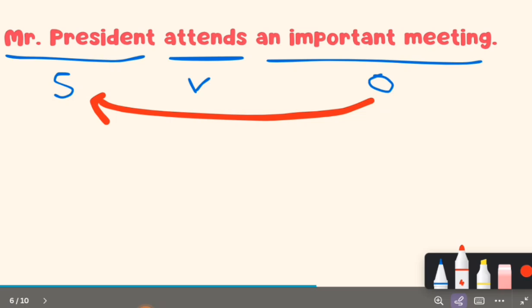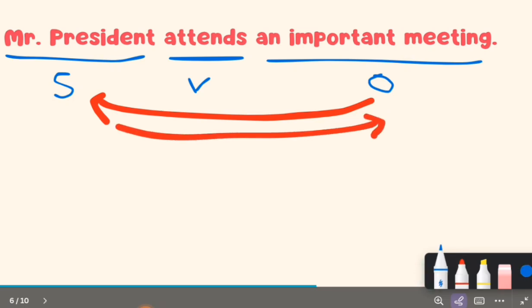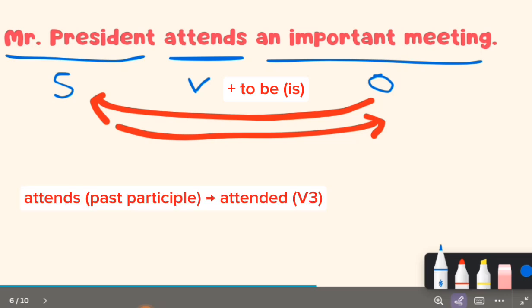Step 3. Add the correct form of the verb to be based on the tense of the active voice. The verb attends is in the present tense, so we use is. Step 4. Change the main verb to its past participle form. The past participle of attend is attended.